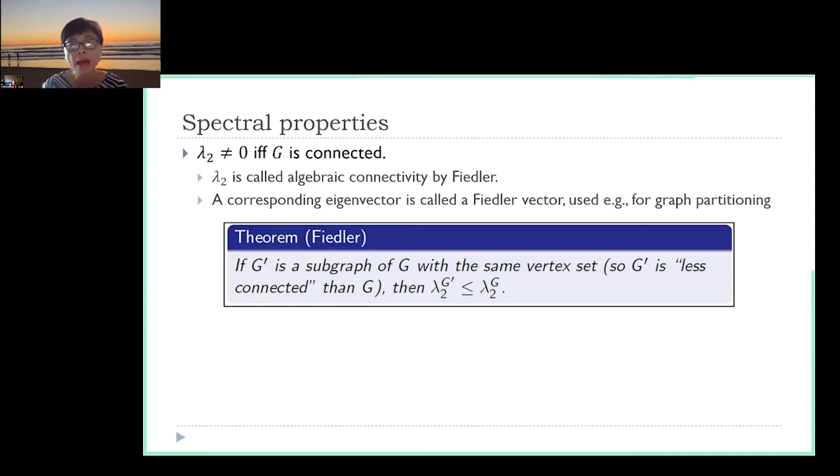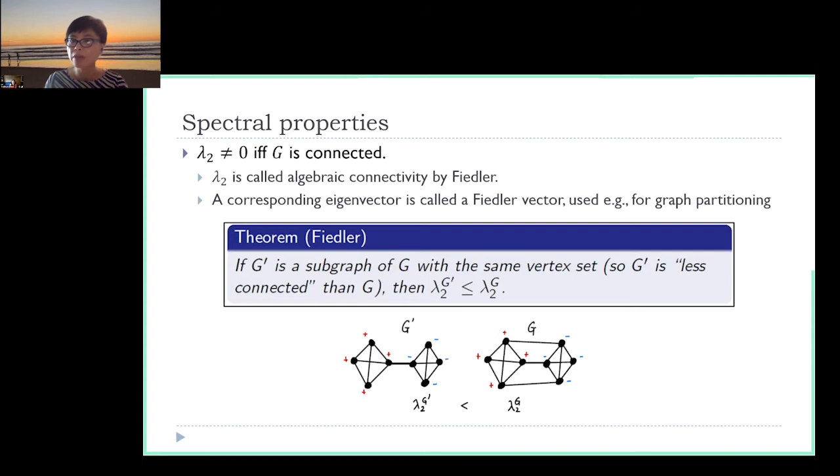To see why this second eigenvalue indicates this bottleneck connectivity, the result by Fiedler says that if you have a graph G prime, which is a subgraph of G, in other words, G is richer than G prime in terms of connectivity, then the second eigenvalue of G prime is bounded from above by the second eigenvalue of G. So as you grow your graph, making it bigger and bigger, your connectivity also increases, and your second eigenvalue also increases.